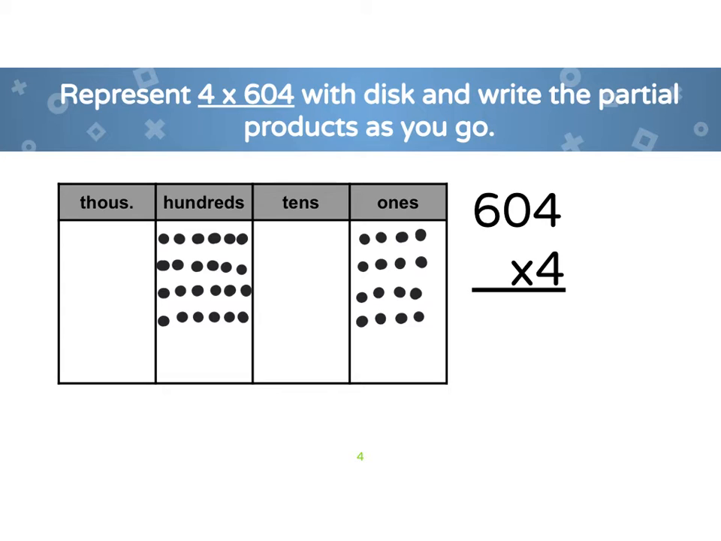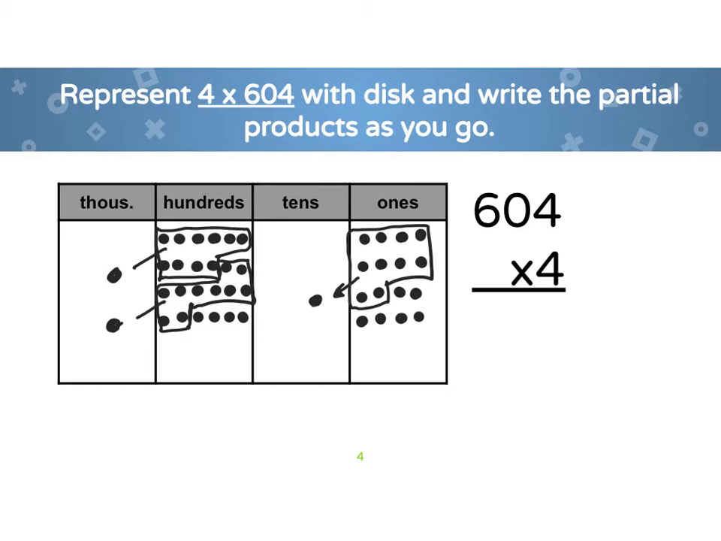Okay, so I have 6 hundreds times 4. Oh my, I have a lot in my hundreds. I'm going to have to do some regrouping. And then I have 4 ones, and I multiplied that times 4, and I'm going to have to do some regrouping. So let me do my regrouping, and then we'll take a look at our answer.